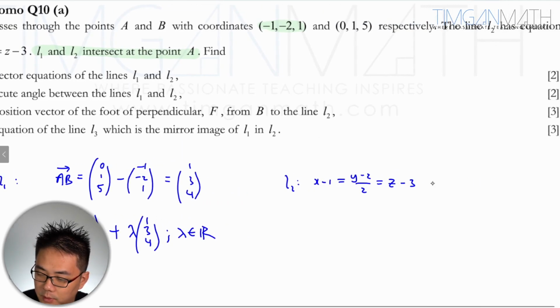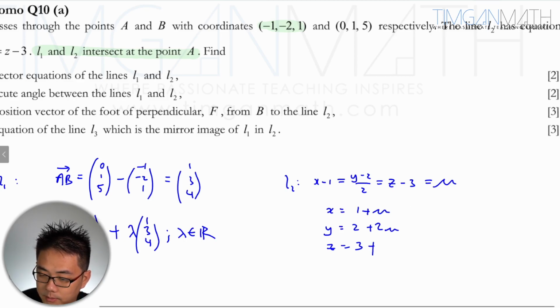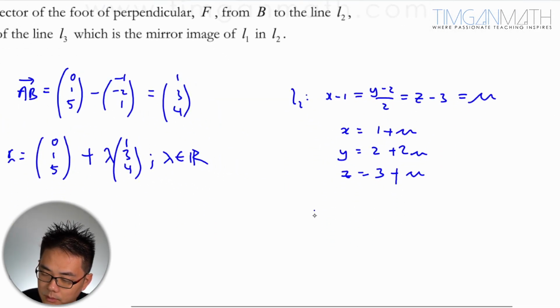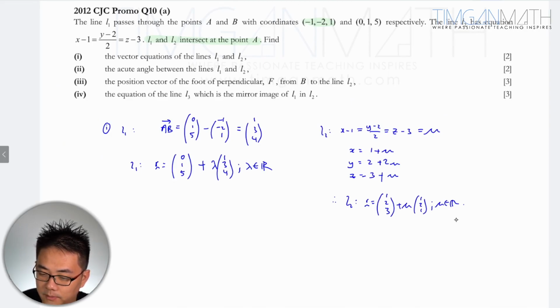X minus 1. This will give us mu. So plus 3 mu. Plus (1, 2, 3) plus mu (1, 2, 1). Should be quite fast. The first one is quite easy lah.